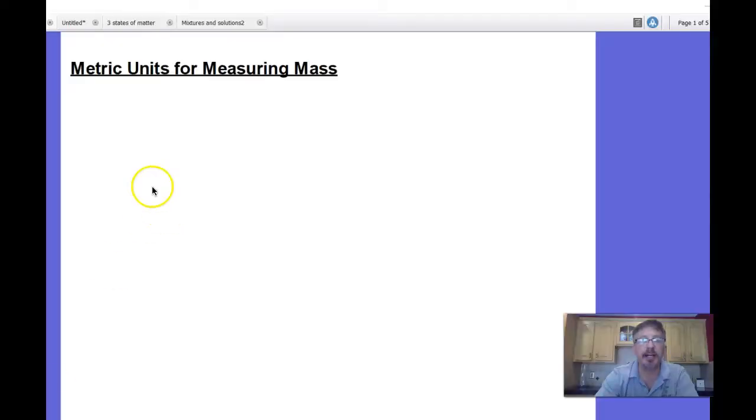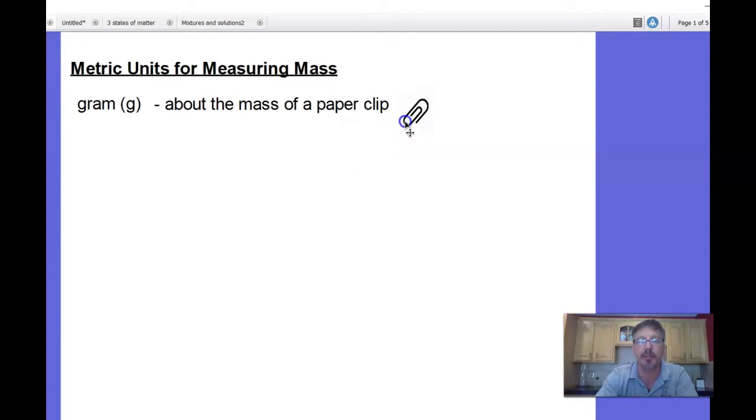Alright, let's skip a line in our science journal and write metric units for measuring mass. And we said the metric unit for measuring mass was the gram. So let's write gram. And the abbreviation for gram is a small g. And again, a paper clip has a mass of about 1 gram. So let's write that so we can understand exactly what it is we're dealing with. And I like to draw a picture, so let's draw a little picture of a paper clip. Helps us illustrate our point.